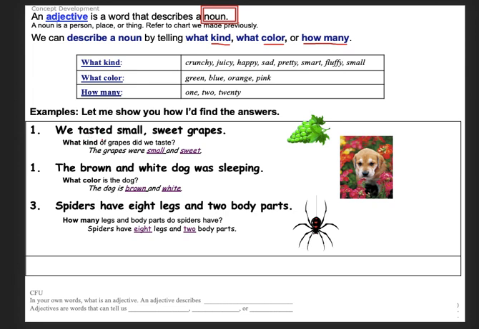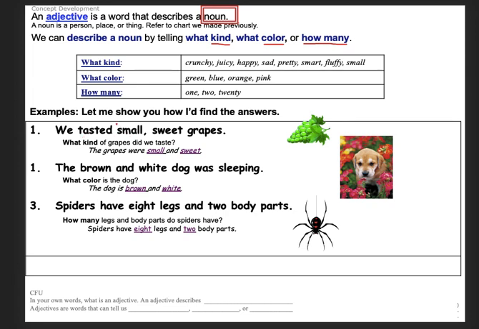We tasted small, sweet grapes. So this sentence has 1, 2, 3, 4, 5 words in it. But only some of them tell you about the grapes. Does "grapes" tell you about the grapes? No, they are the grapes. Does "we" tell you about the grapes? No, that's who's doing the tasting. Tasting would be the verb.